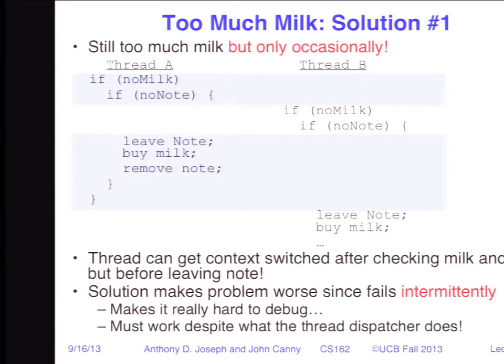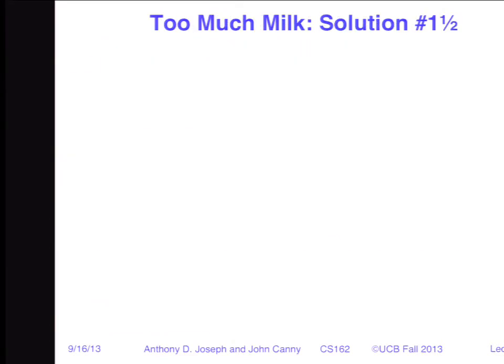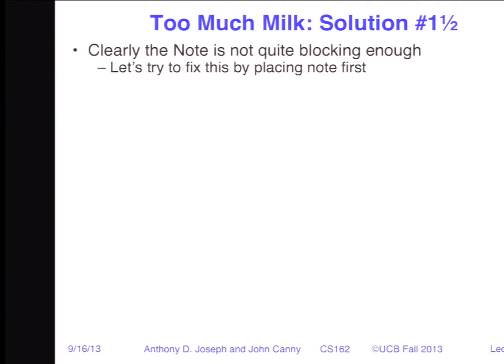So we need to make sure, again, that our code works independent of any thread schedule. Whatever is a legal interleaving has to give us the correct behavior. But maybe we have an idea here. I'm going to call this solution 1.5. The problem was we checked for milk, then we checked for a note, then we left the note. So maybe the solution is to just leave the note first. We're going to place a note, then do all of our checks. That's kind of like putting the lock at a higher level.